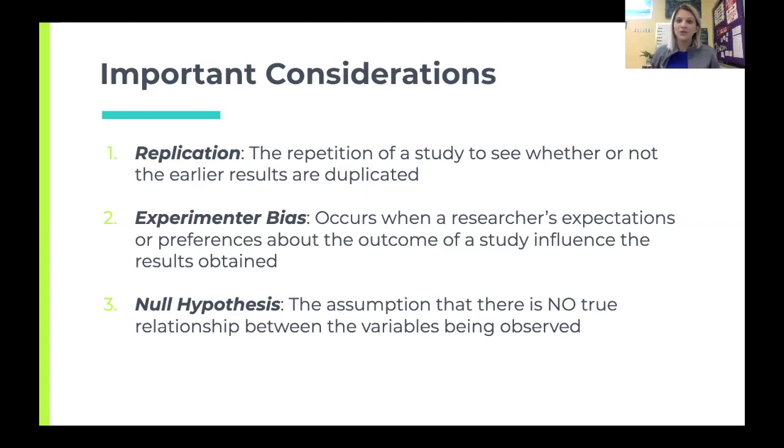Number 2 is experimenter bias. And this is when an experimenter's expectations influence the results obtained. So they might choose to analyze the data in a kind of skewed way or cherry pick data, and that is not ethical. And then the null hypothesis, and this is the assumption that there is no true relationship between the variables being observed.